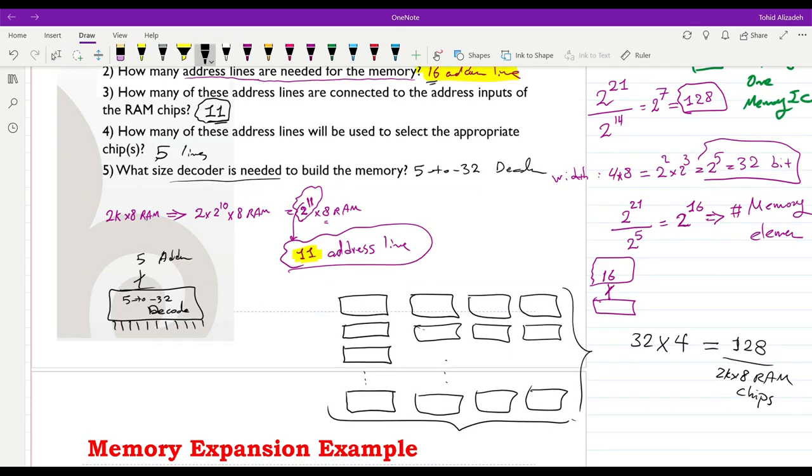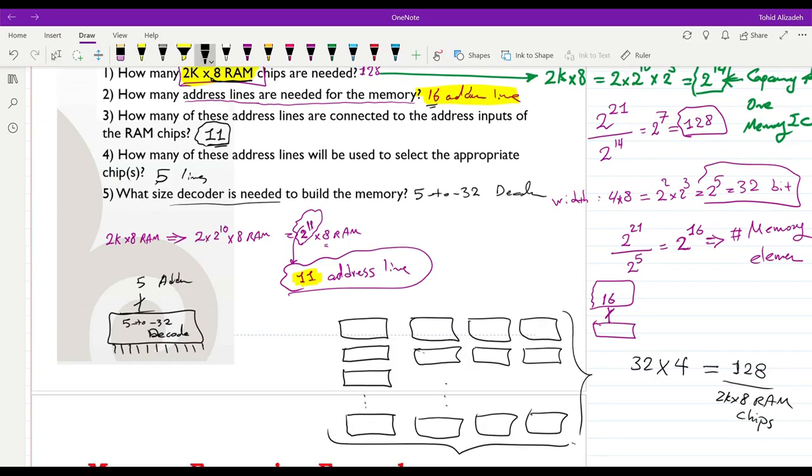So out of, again, the 16 address lines that we have, 5 of them will be connected to the 5 to 32 line decoder. 11 of them will be connected directly to the address inputs of all the chips, so they all will be connected to each other. And then the chip selects for each row will also be connected to each other, and they will be connected to one output of the decoder that we have.